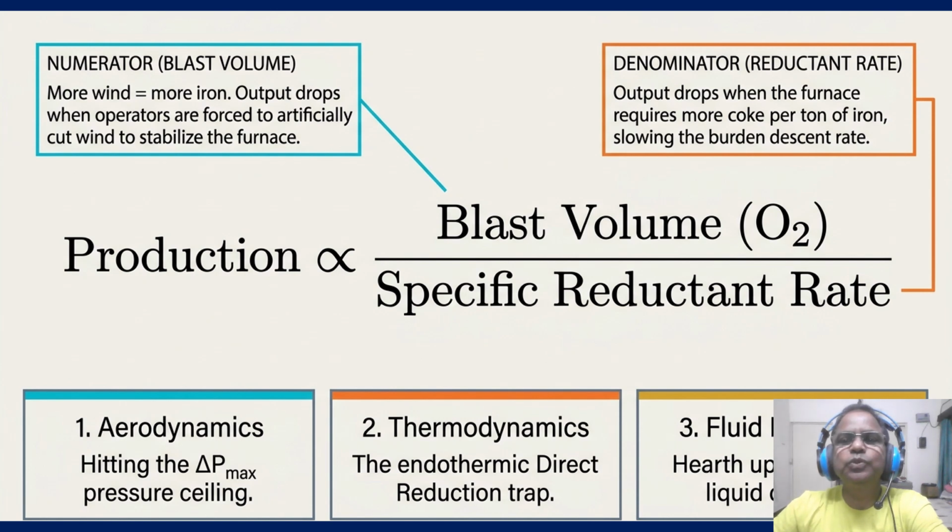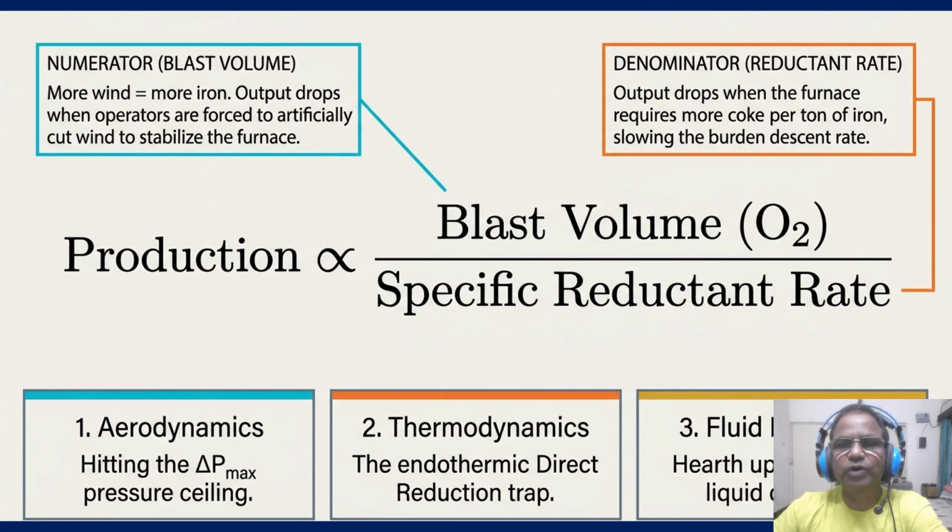Now, coming to the slide, look at the central formula. Production is proportional to blast volume, the numerator in the blue box, divided by the specific reductant rate in the orange box. The so what here is absolute. You cannot just increase the numerator without consequences.